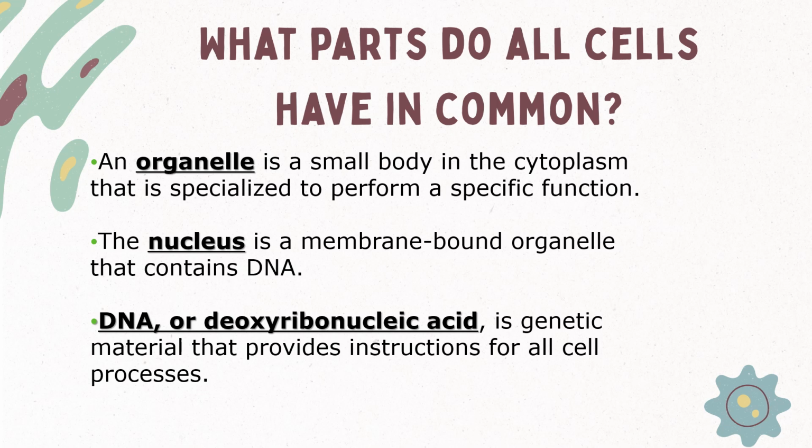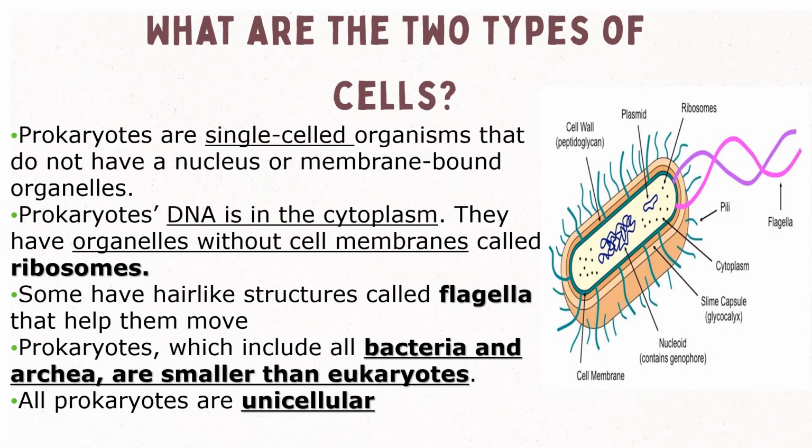So now, to review: the cell membrane is a protective layer and barrier, and it controls what moves in and out. The second is the cytoplasm, which contains fluids and organelles except for the nucleus. An organelle is a small body in the cytoplasm. The nucleus is a membrane-bound organelle that contains DNA. DNA has another name: deoxyribonucleic acid. It's a genetic material that provides instructions for all cell processes.